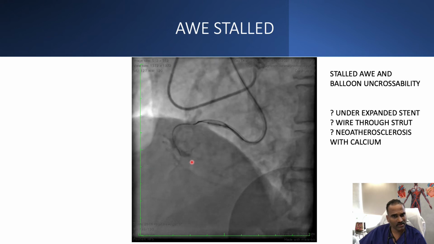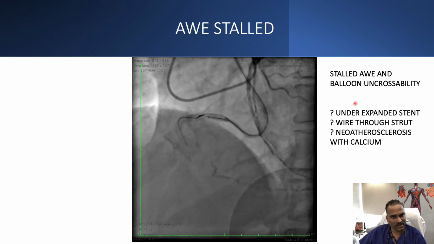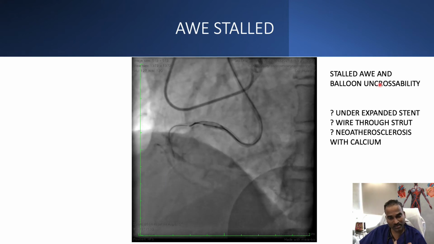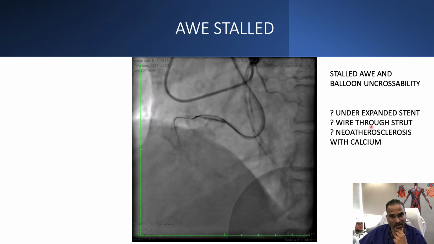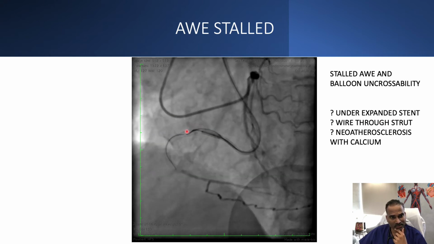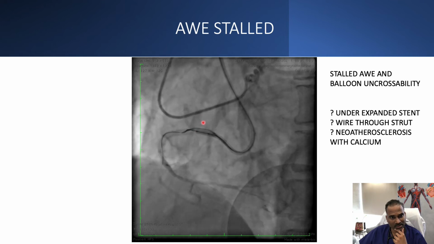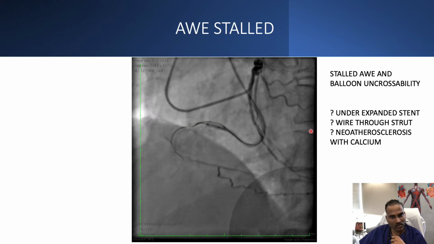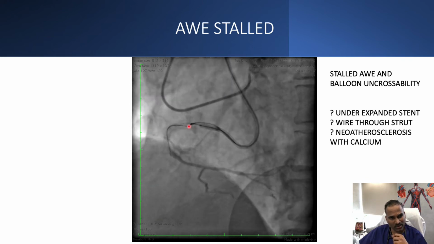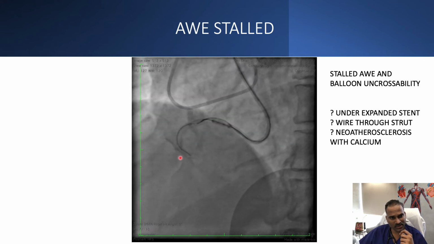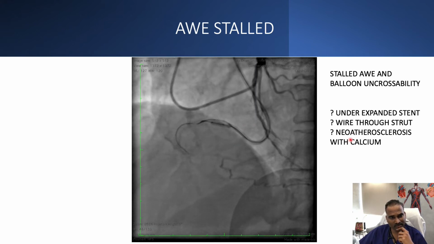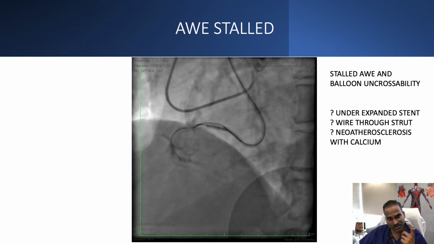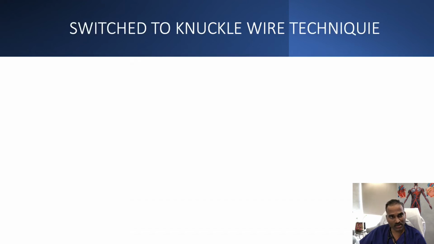not going. So most likely, what is the reason for stalling of antegrade wire escalation and also balloon uncrossability in this case? It could be an underexpanded stent here, which is preventing the balloon from going down, as well as holding the wire so that we are not able to advance. Or the wire must have gone through a strut at some point, which is not allowing the wire to progress further. Or there can be neoatherosclerosis with calcium here, which would have prevented the wire going across.